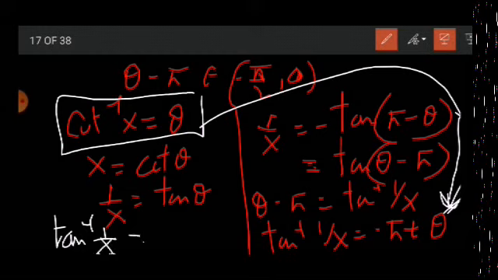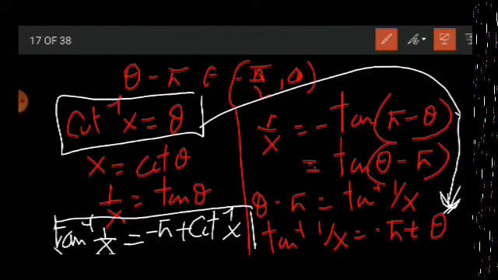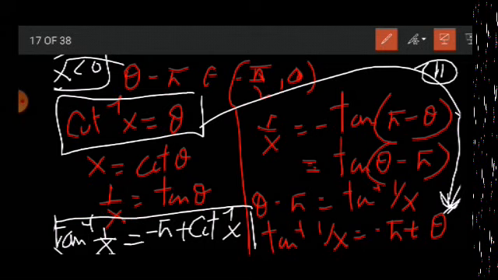Tan inverse 1 by x equals minus pi plus, we can say, cot inverse x. But this is the condition for x negative. This was the condition when x was negative. This is the second condition, case 2. Fine. So we can say tan inverse 1 by x equals minus pi plus cot inverse x.